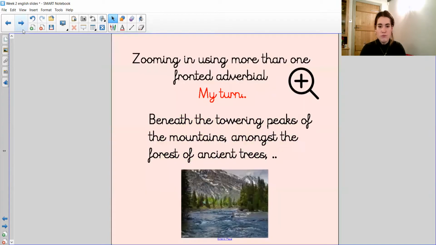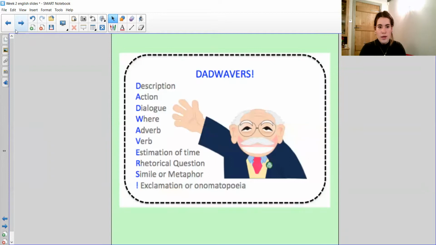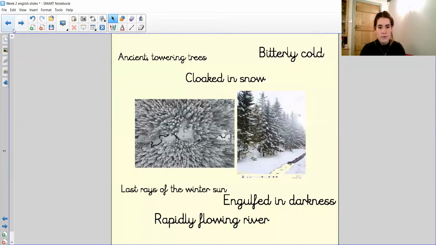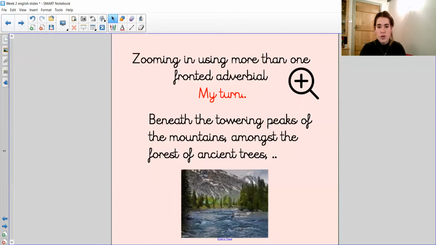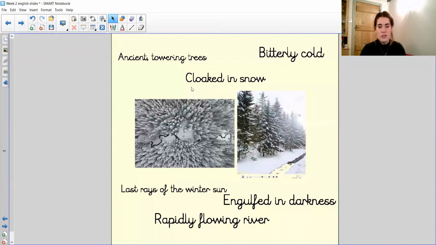So, in front of you, in fact, you might just want to get your fronted adverbials that you did yesterday, because we're going to start off with those. So we've got a good start point today. And then you might also want to get, in fact, you definitely want to get your descriptive language that you collected to describe your scene.